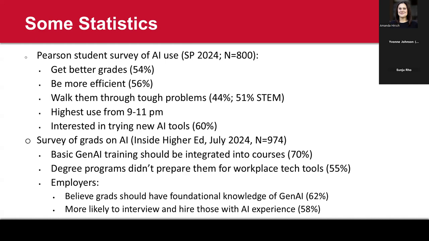So Pearson did a student survey of AI use in the spring of 2024. And some of the ways that students use AI are to get better grades. 54% said that they use it to get better grades, 56% to be more efficient, and 44% to walk them through tough problems. And that percentage goes up to 51% for STEM majors. The highest use of AI was from 9 to 11 p.m. among students in the survey. And 60% of students were interested in trying new AI tools.